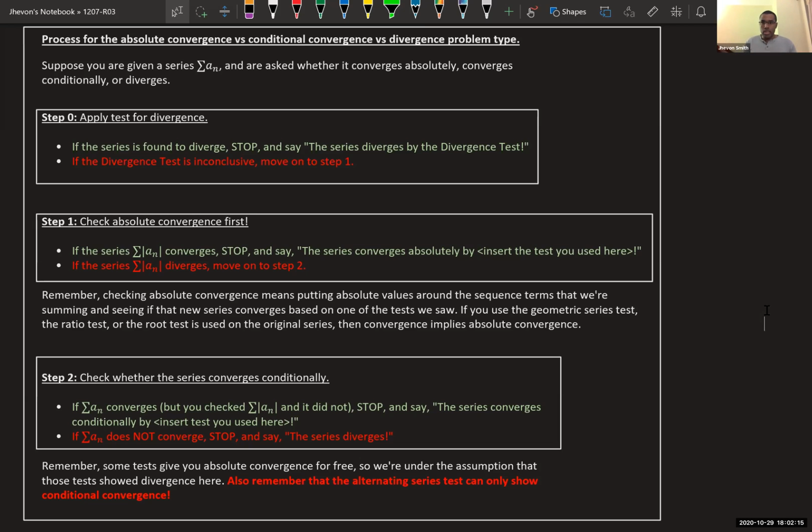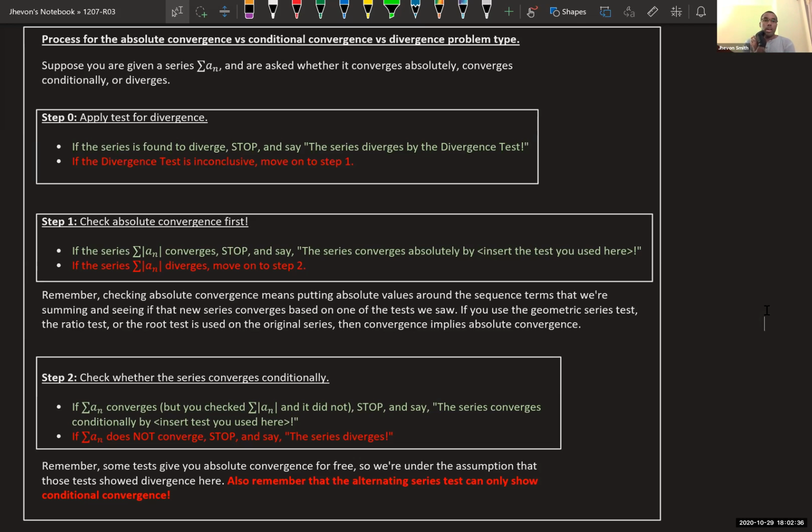So I give you a series, again, just to say it short and sweet. I give you a series and ask you, does the series converge absolutely? Does it converge conditionally? Or does it diverge? Step 0, hit it with the test for divergence. If it diverges, stop and say the series diverges. If it's inconclusive, move on to step 1.